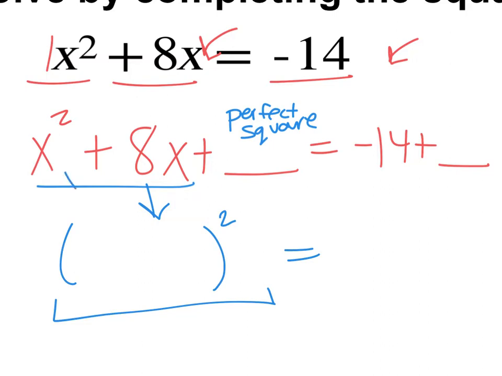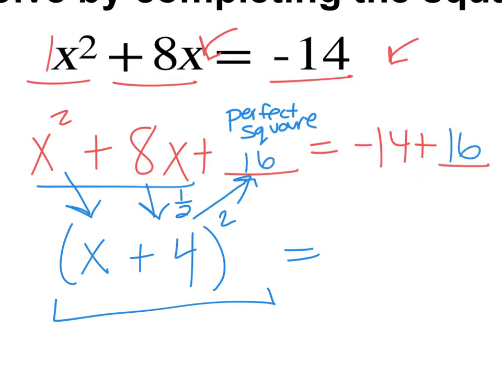So we have x squared, which means we need an x as our first term. We're going to take half of this b value. So half of positive 8 is positive 4. And then to complete the square, we just take 4 squared. Well, 4 squared is 16. And if I add 16 to one side, I have to add it to the other. So then if I combine negative 14 plus 16, that's a positive 2.